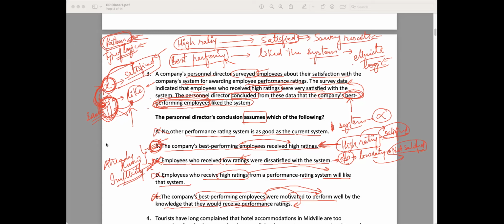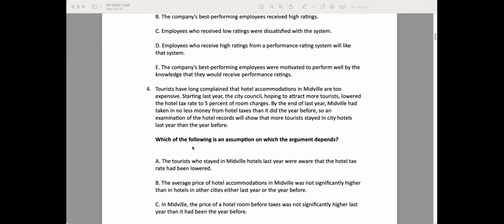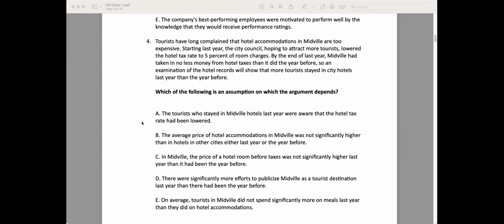Okay. Let's see the fourth. Okay, the fourth also is a great question in the sense that we'll also recognize one set of pattern out there.